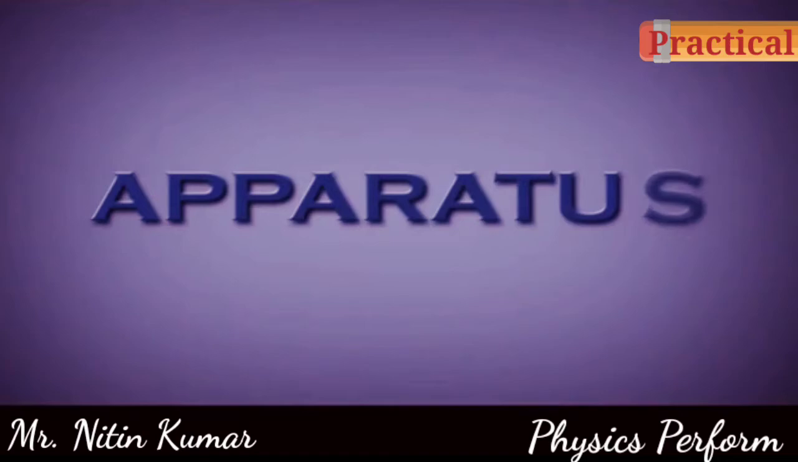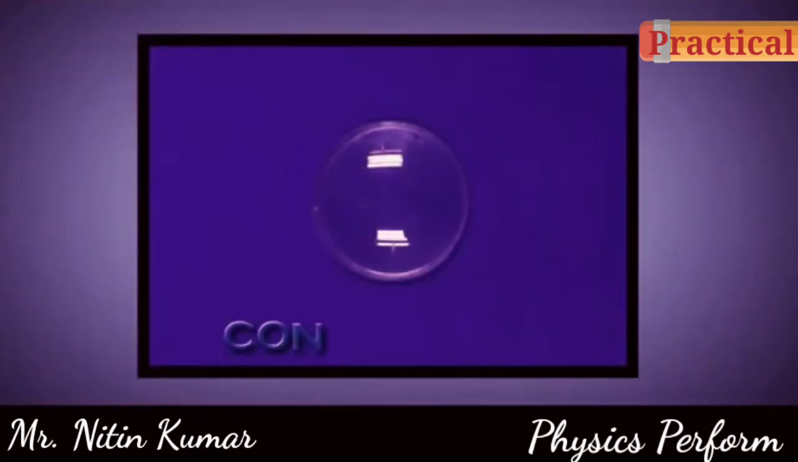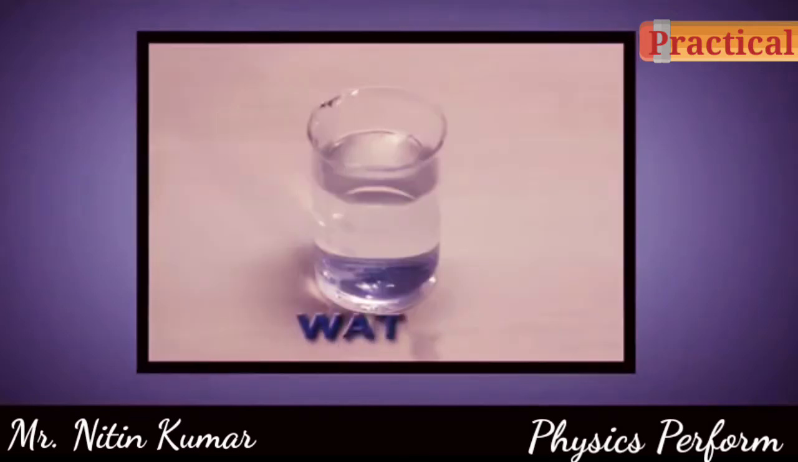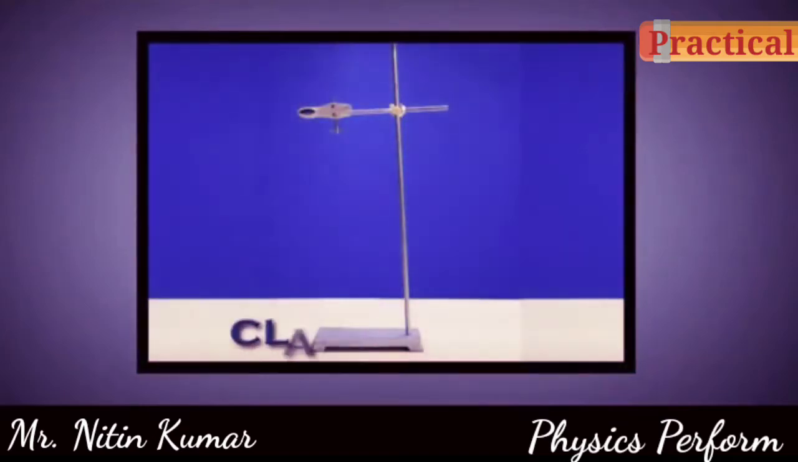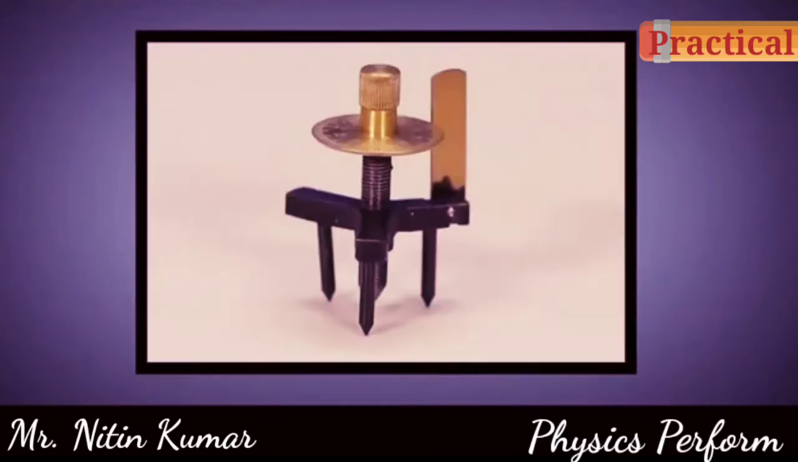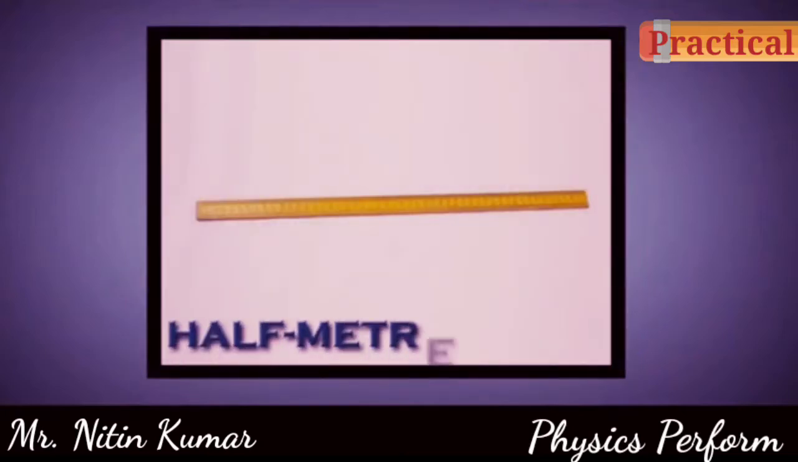The apparatus used in this experiment are a convex lens, a plane mirror, transparent liquid in a beaker, clamp stand with an optical needle, plumb line, spherometer and half-meter scale.